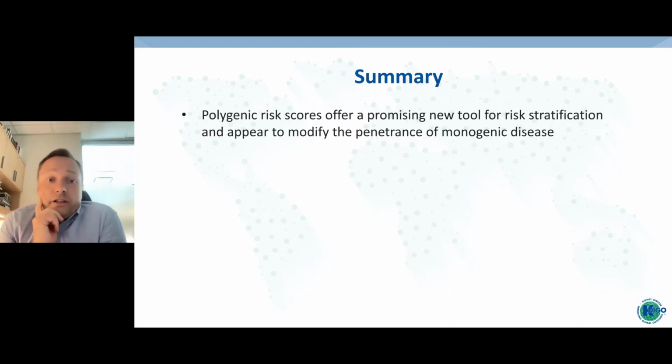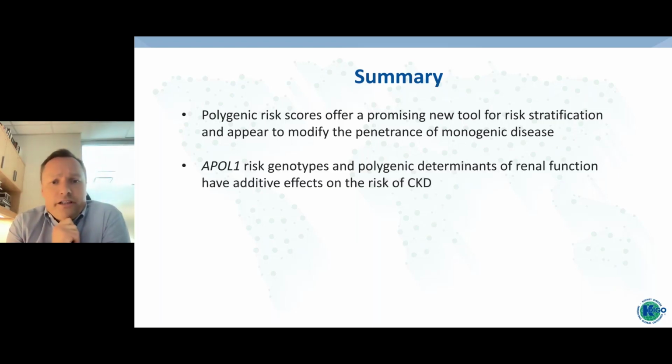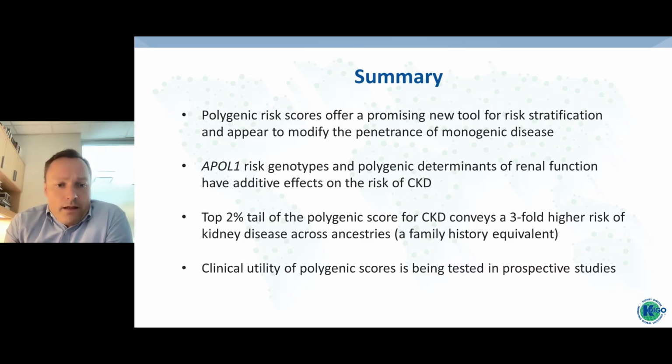So in summary, I hope I convinced you that polygenic risk scores offer a promising new tool for risk stratification. They appear to also modify the penetrance of monogenic diseases. APOL1 risk genotypes and polygenic determinants of renal function appear to have additive effects on the risk of CKD. And the top 2% of the polygenic score for CKD appears to convey a threefold higher risk of kidney disease across ancestries. And this is roughly equivalent to a positive family history of kidney disease. And the clinical utility of polygenic scores is currently being tested in prospective studies.